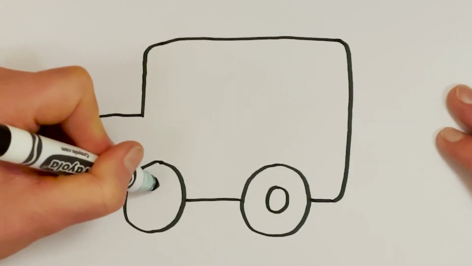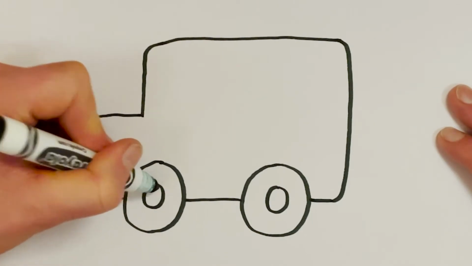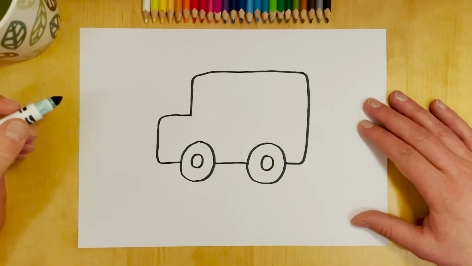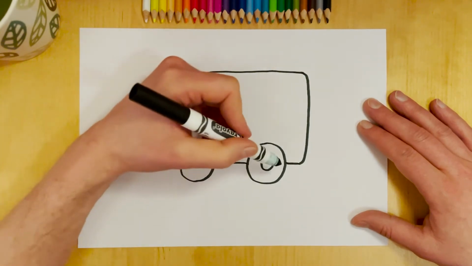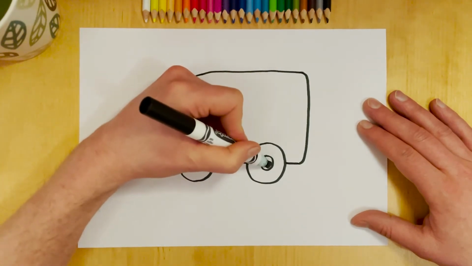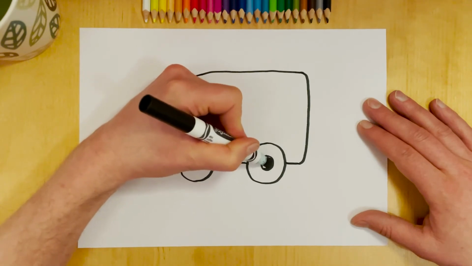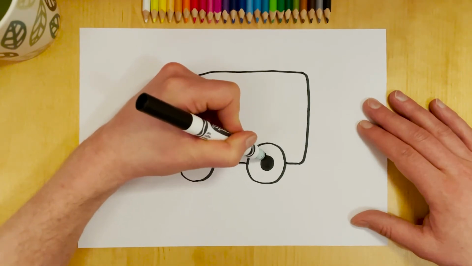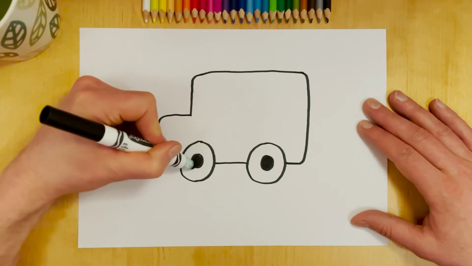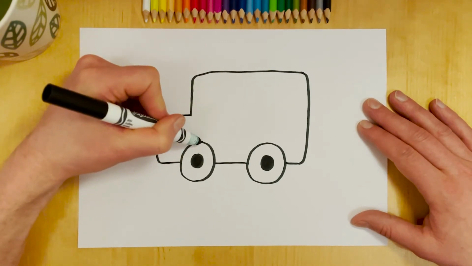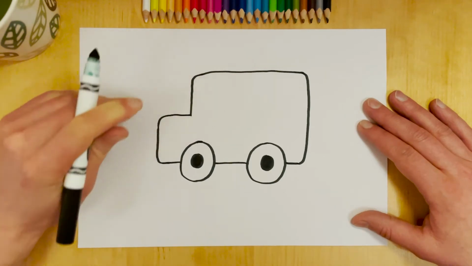Okay, we'll draw two circles inside the wheels. Those will be the hubcaps and also the pupils of the eyes. And just so it looks a little bit more like eyes, let's color those in. Do this one here. Okay, fix that up here.